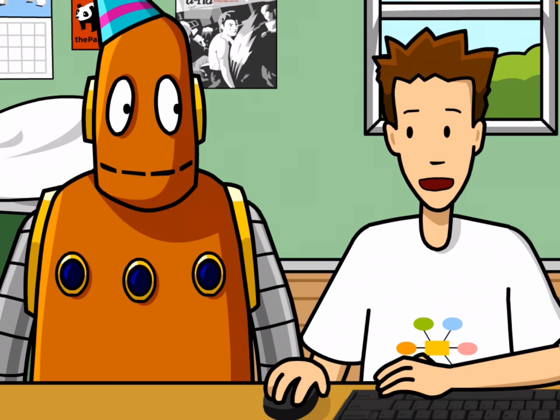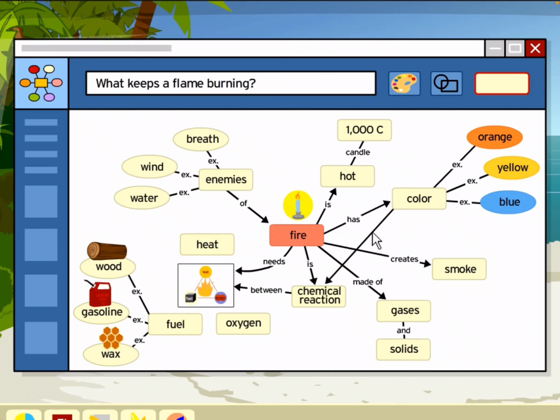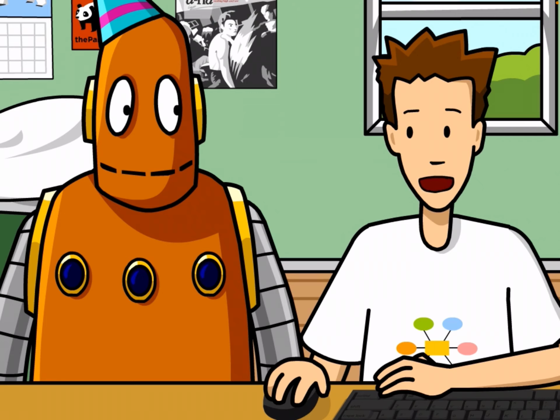Now that we've got a good-sized map, the real fun comes in, discovering crosslinks. These are connections between concepts in different areas of the map, like that the colors of a flame come from a chemical reaction, and that smoke is made of solids from the fuel. Discoveries like these enhance and deepen our understanding of the topic.